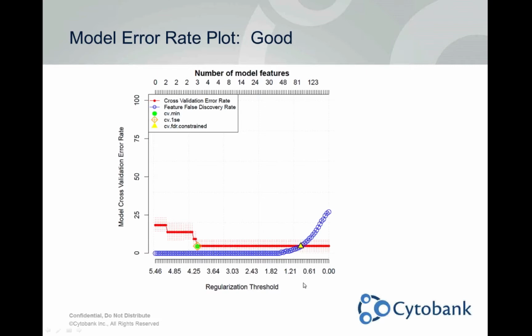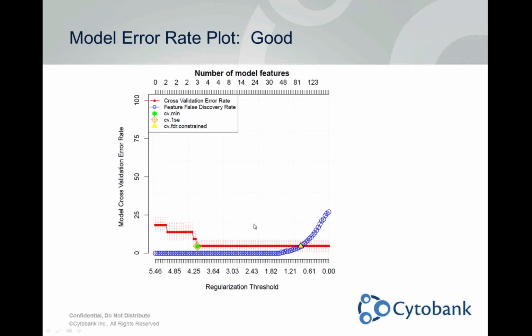And so basically what you want to see is these two, CV-min and CV1SE, have a fewer number of features than your FDR constrained model. You want to see your blue line start off relatively low and then increase above your threshold, and you'd like these to be before your blue line crosses that threshold.